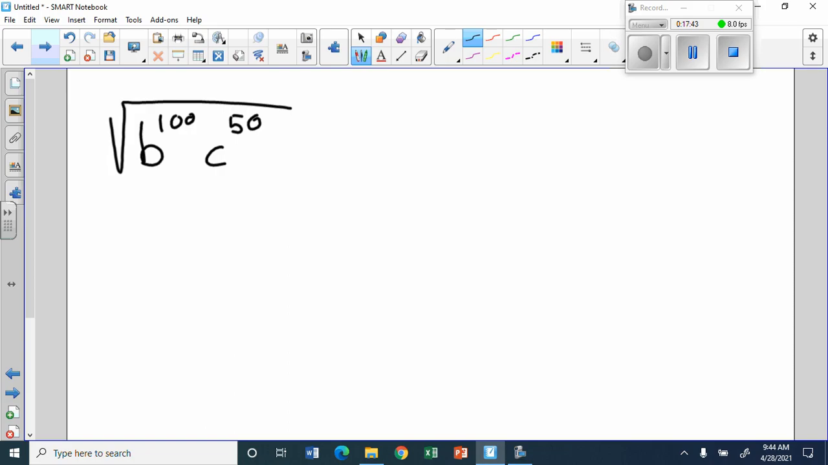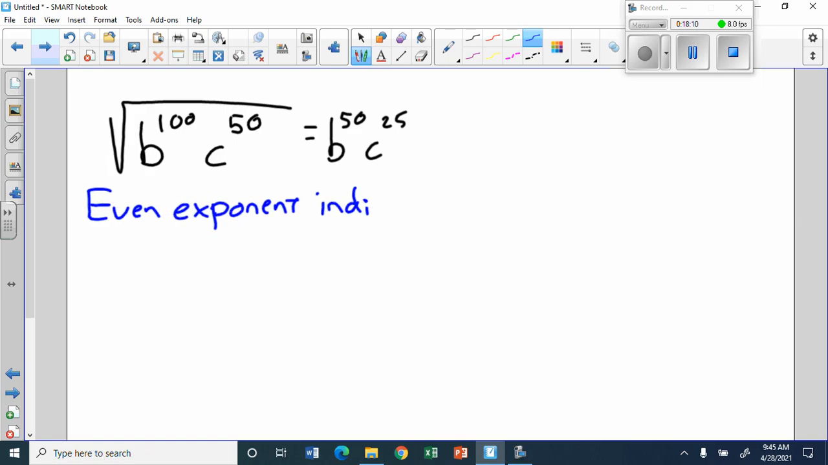What would be the square root of 100 b's and 50 c's? B to the 50, C to the 25. That's it. That's it. Okay? An even exponent indicates a perfect square. An even exponent indicates a perfect square.